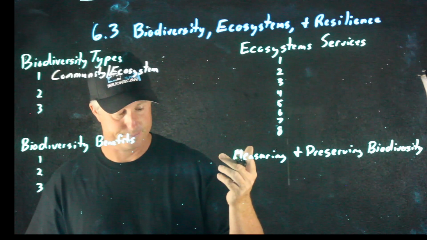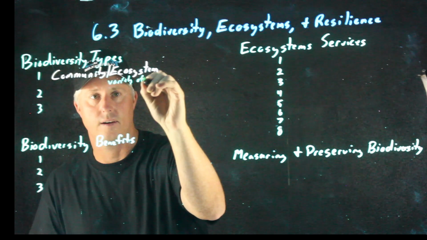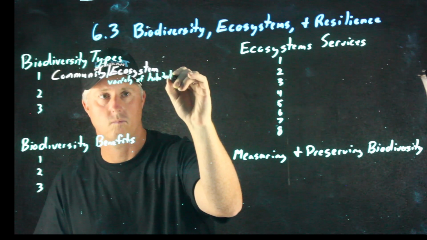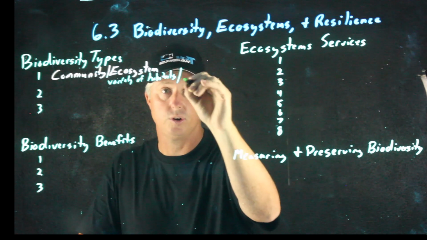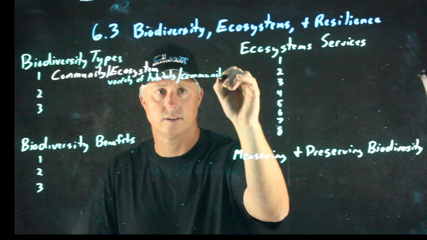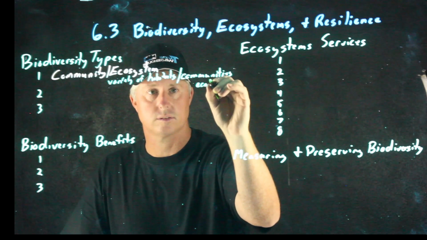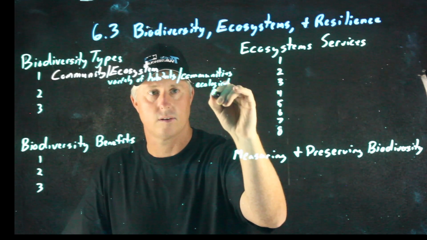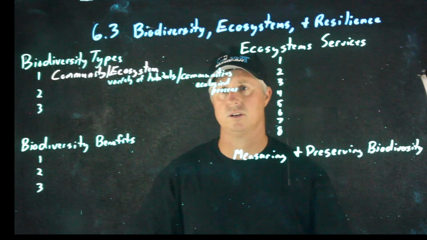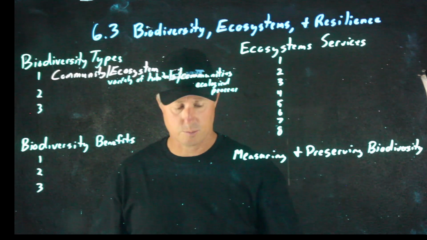So you have, again, variety of habitats, communities. By communities, we're talking about organisms and how they're living together, and also ecological processes. The water cycle, the nitrogen cycle, carbon cycle, all of those. We could look at it through biodiversity and how those processes occur.